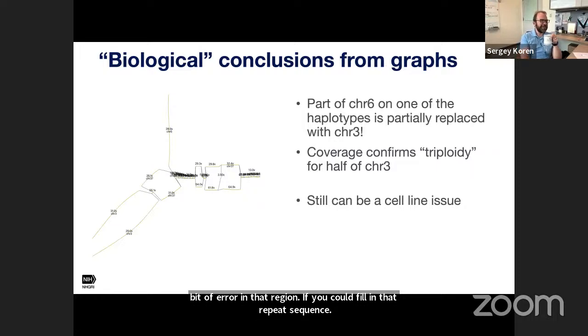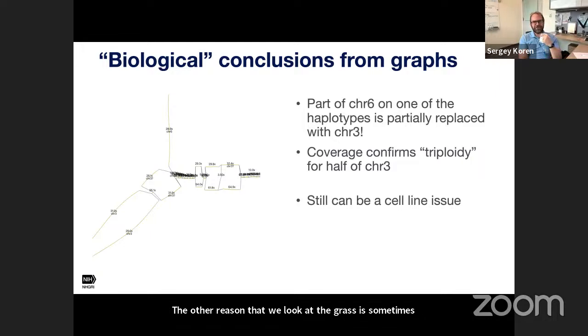The other reason that we look at the graphs is that sometimes you find interesting biological conclusions or facts from the graph. This is an example where we have the sequence from chromosome 6, but then it goes into chromosome 3. Here we have chromosome 3, two haplotypes, so each haplotype has about 30-fold coverage, like our standard. But then this bit of chromosome 6 joins us, and now we have this coverage where we have 30x and 60x.